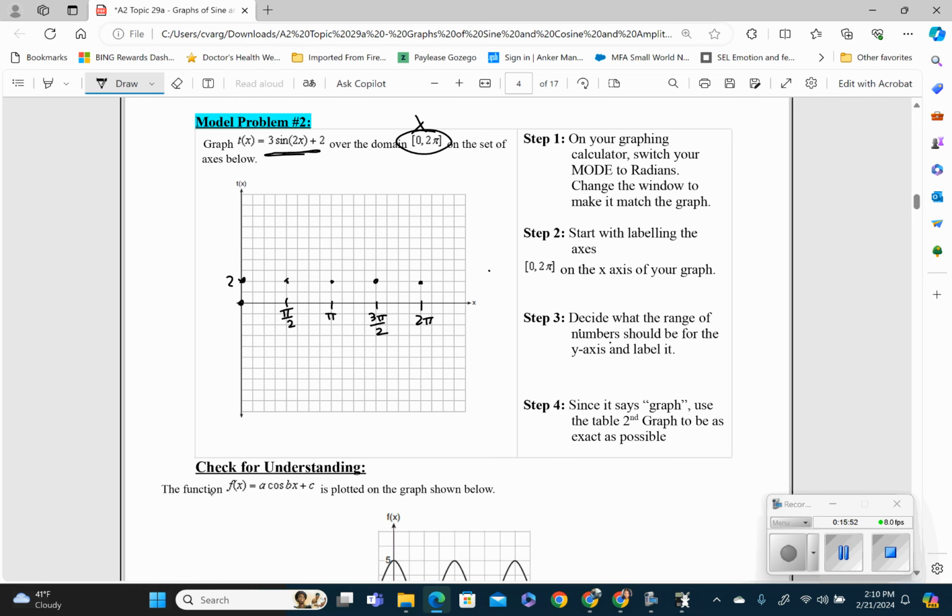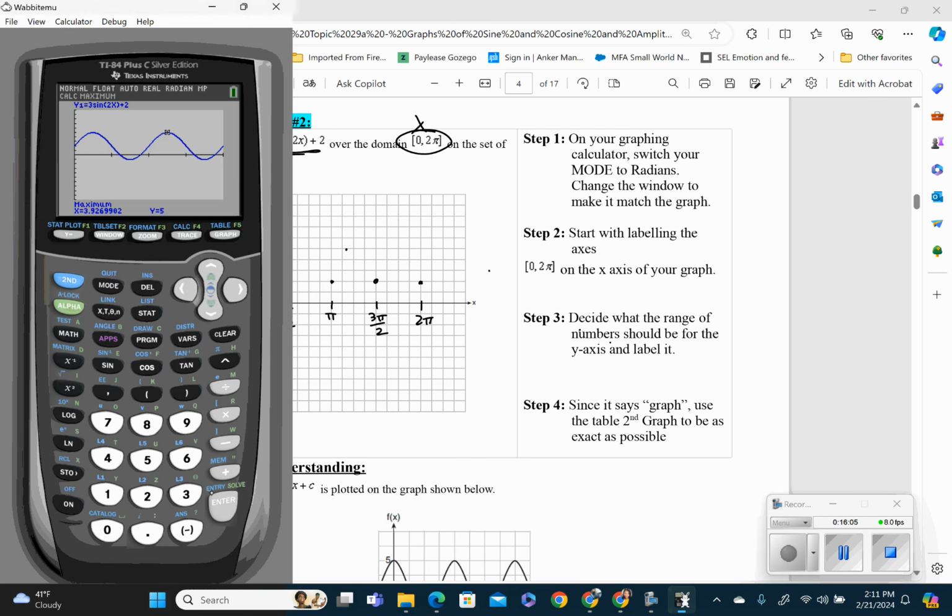So pi is at 3.14. I'm going to go about 3.92. This is 3, 4, 5. And I'm going to put my 5 up here, right? And then I'm going to find the other one. So this point over to the left.